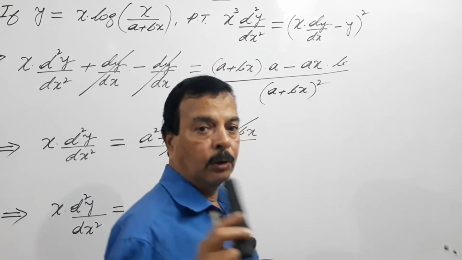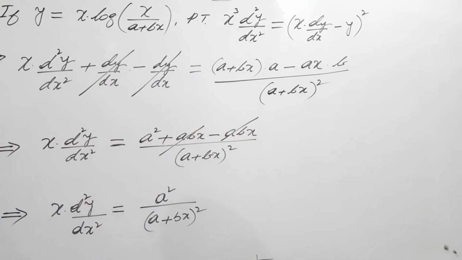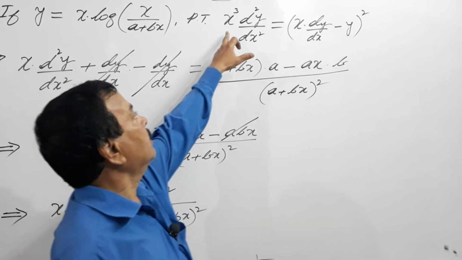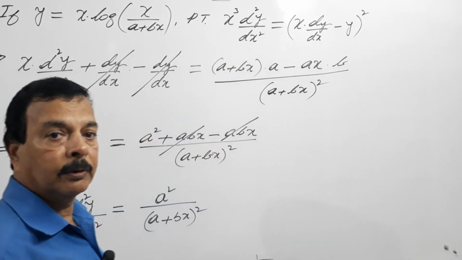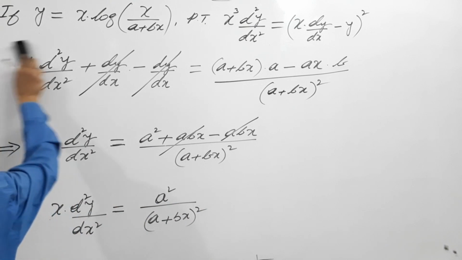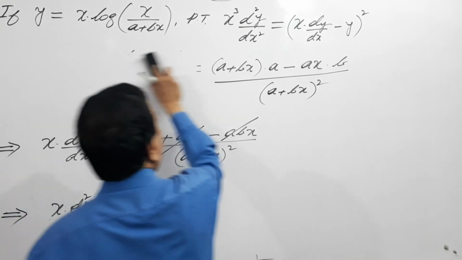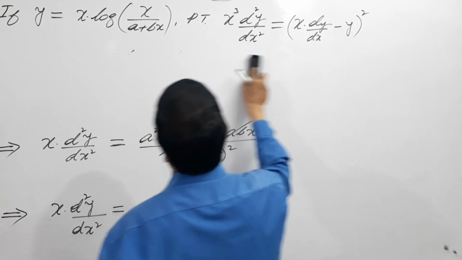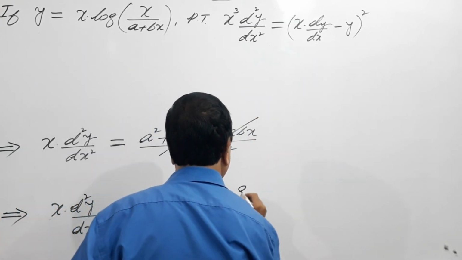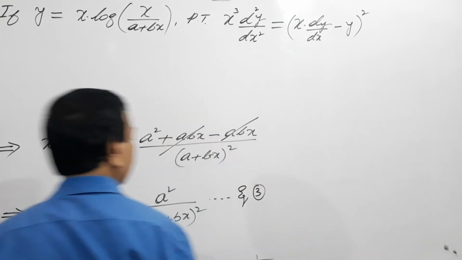So dear students, note here in the problem he has asked you what is that? X into d square y by dx square equals a square by a plus bx the whole square. He wants x cube. What will you do? Multiply both sides by x square. What happens then? We get x cube. So I'll rub this. I call this equation 3.